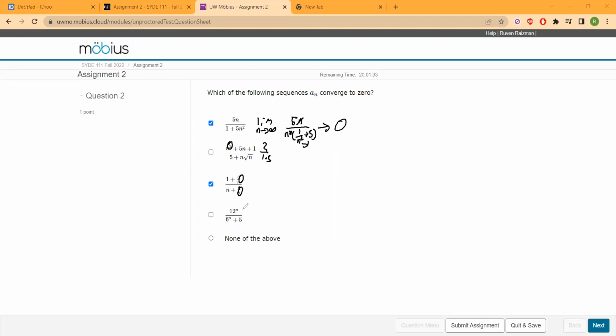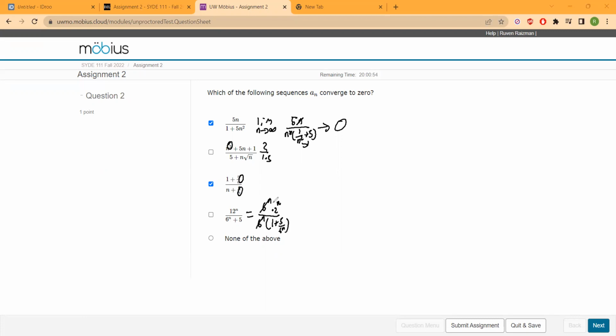Over here, it's not going to go to 0. This is going to go to infinity. And the way we can do this is, again, just by factoring out. So what we're going to do is factor out 6 to the power of n on this side. So it's going to be 6 to the power of n times 2 to the power of n. And the way I got that is 12 is equal to 6 times 2. And then 6 times 2 to the power of n, we could just get n's on both of them, is going to equal 6 to the power of n, times 1 plus 5 over 6 to the power of n.